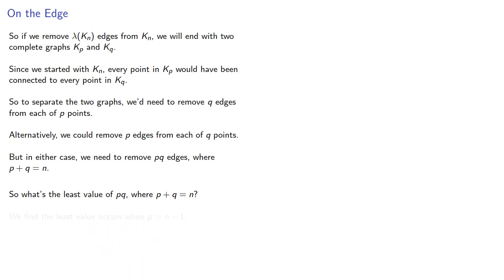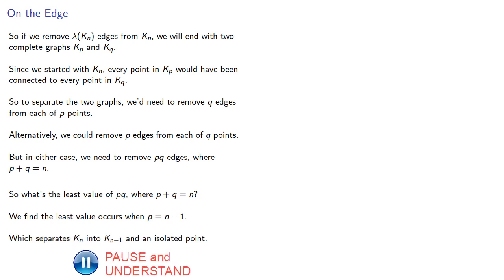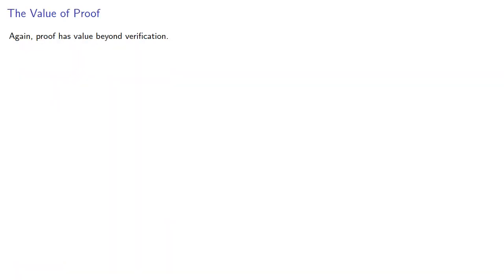We find the least value occurs when p is n minus 1, which separates Kn into Kn minus 1 and an isolated point. So lambda Kn is n minus 1. And again, it's worth pointing out, proof has value beyond verification. In fact, verification should be considered the least important part of proof. In this case, it reveals new consequences.